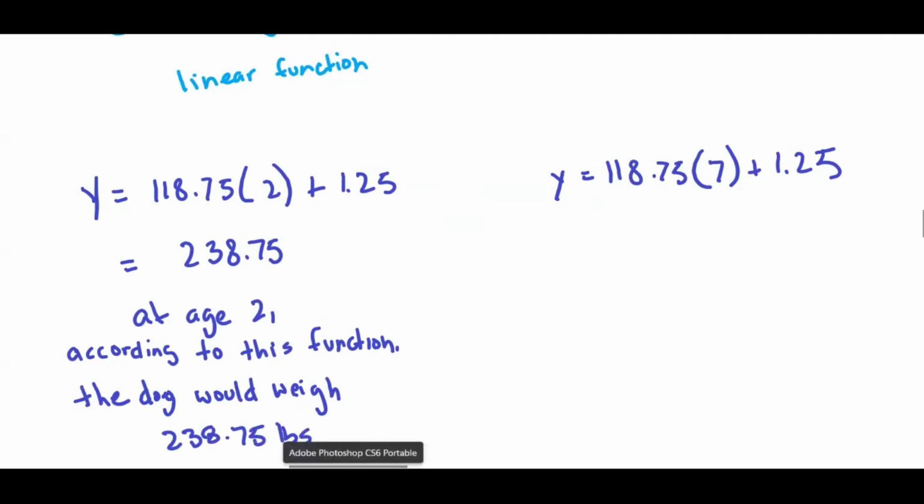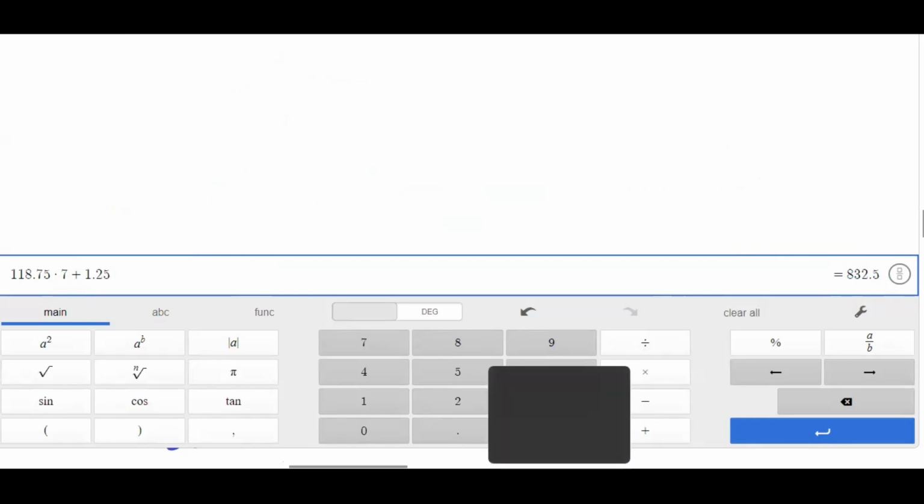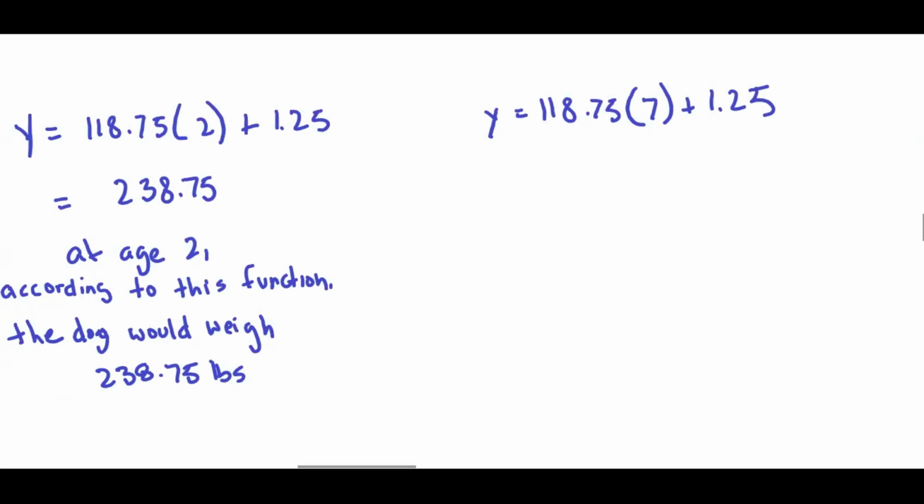So let's figure out at age 7. I'm just going to go back and change this 2 into a 7. And apparently, at 7 years old, this dog weighs over 800 pounds. Alright, so at age 7, the dog weighs 832.5 pounds.